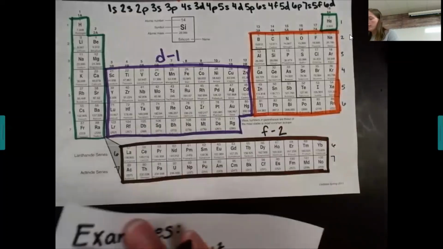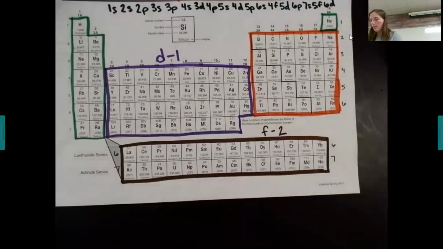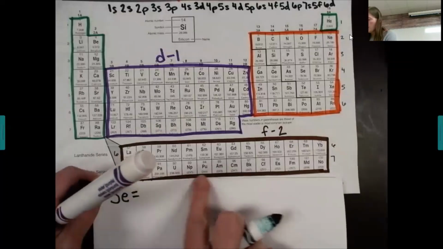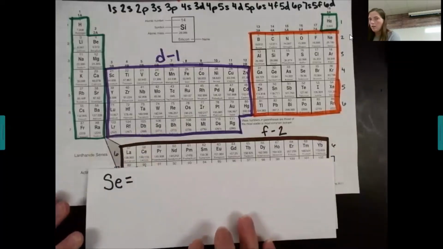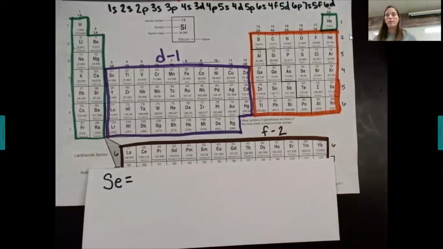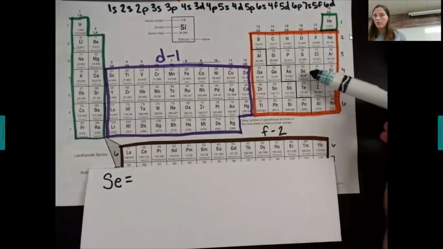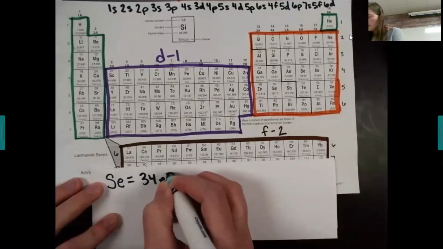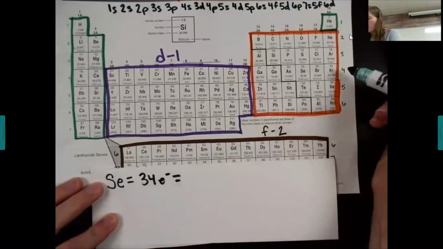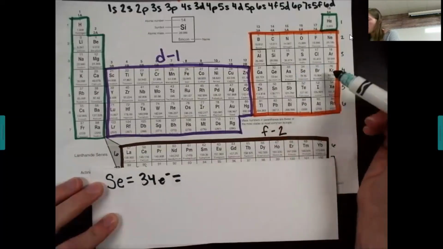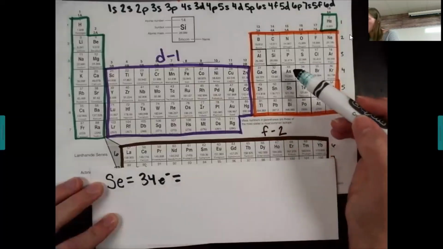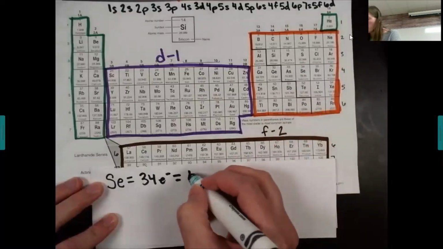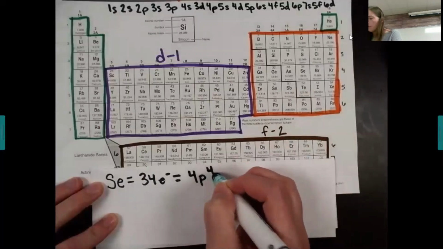All right, so the next example that we're going to do is selenium. All right, where is selenium on the periodic table? All right, selenium's right here, the atomic number 34. And it's in the 4th period, p block, and it's 1, 2, 3, 4 over. So 4p4.